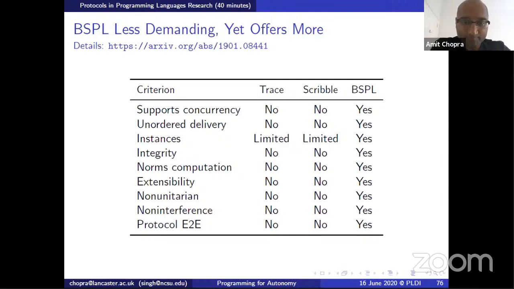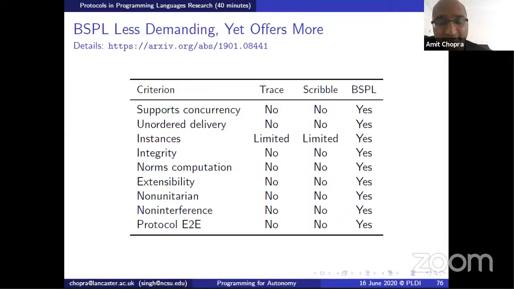Also, Trace and Scribble, well, I should say they are unitarian. So there's a typo over there. They are unitarian, meaning that they don't satisfy the non-unitarian principle. So the criterion should be unitarian, and it should say no for Trace and Scribble. The criterion should be interference. There's a typo over there. Trace and Scribble, by holding back messages from the agent, interfere with agent reasoning and autonomy. And Trace and Scribble also don't satisfy the protocol end-to-end principle because they rely on infrastructure assumptions.